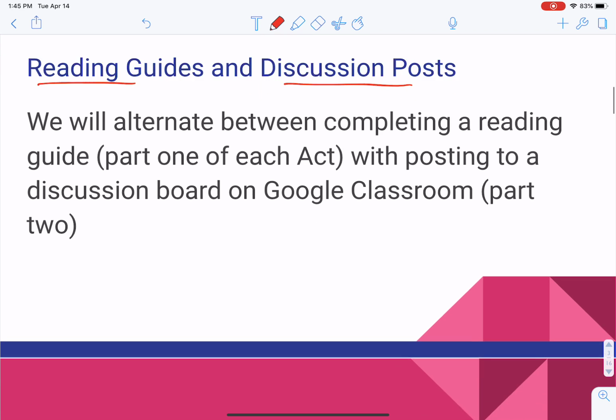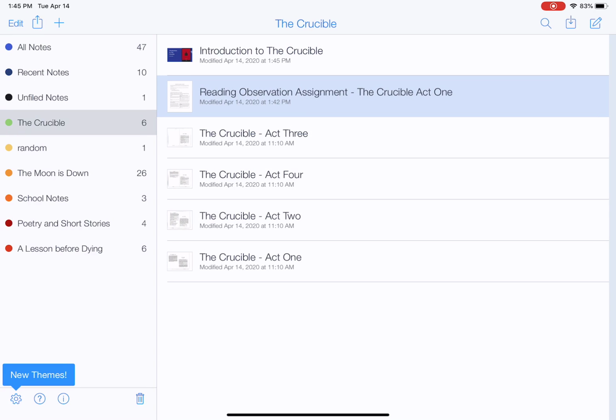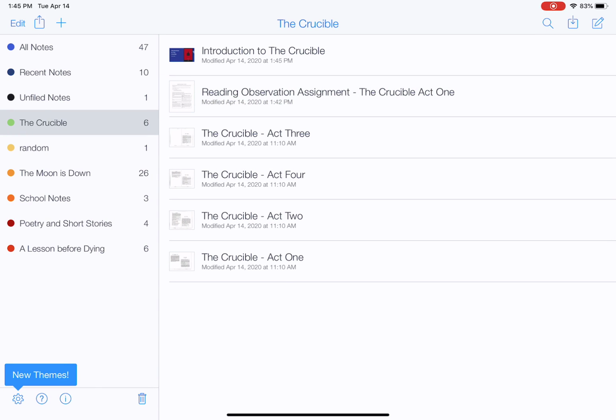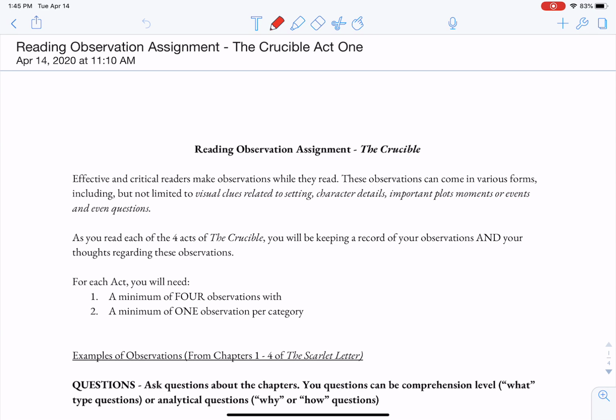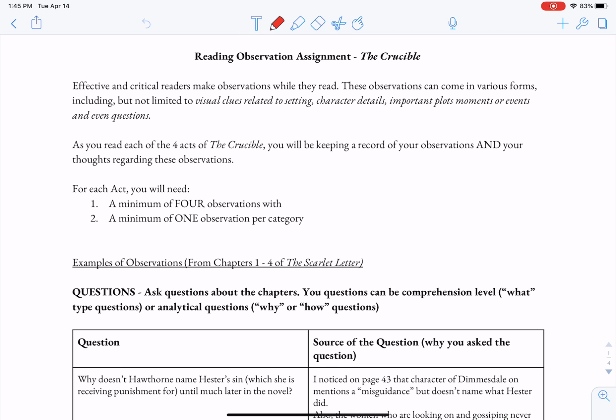Let me show you what the reading guides are going to look like. So I want to actually go through an example of the reading guide with you. I would say they're actually more straightforward than they were for The Moon is Down. But this is what you'll see for the reading observation assignment for Act 1. Now, you're not going to have access to this today. Okay, I haven't posted this on Google Classroom. You'll get this tomorrow.